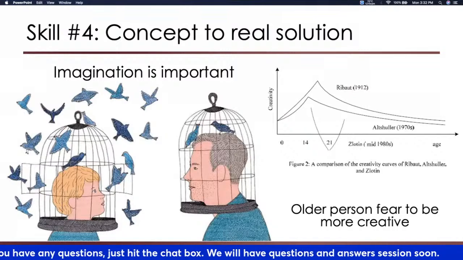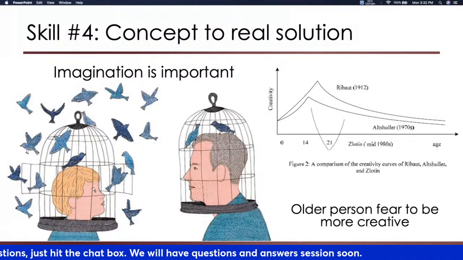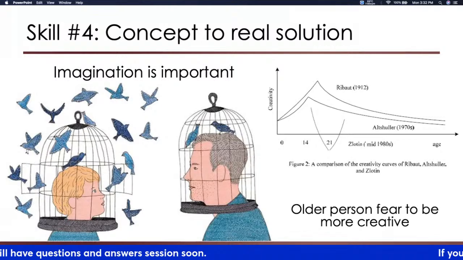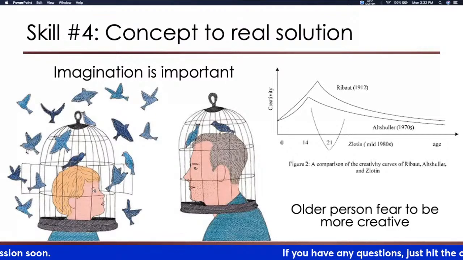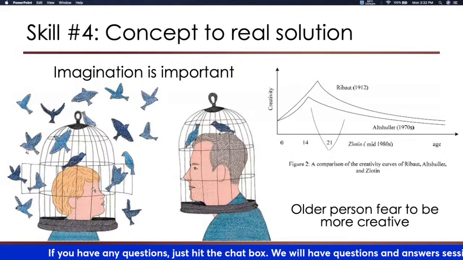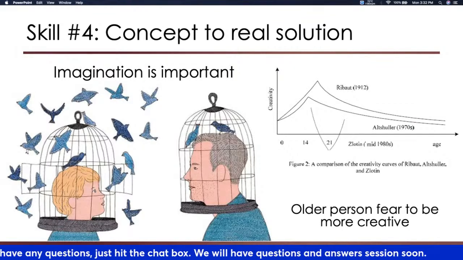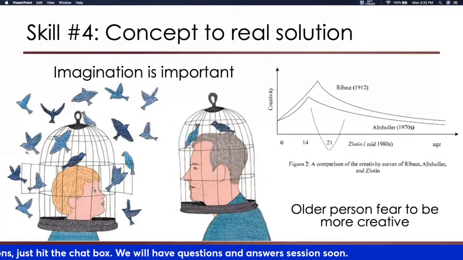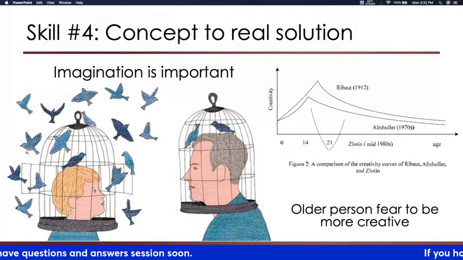The next is skill number 4: try to convert your concept ideation into a real solution. When we learn a few concepts that have been successfully implemented, we try to use our creativity and convert our ideation into something implementable and practical.